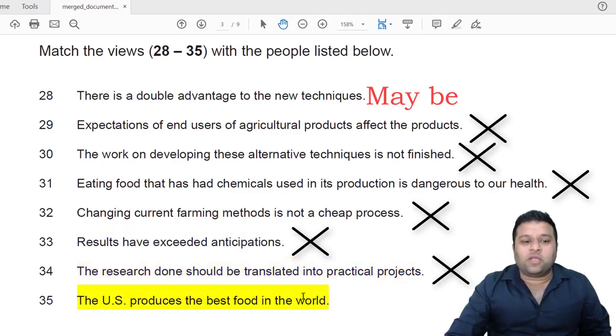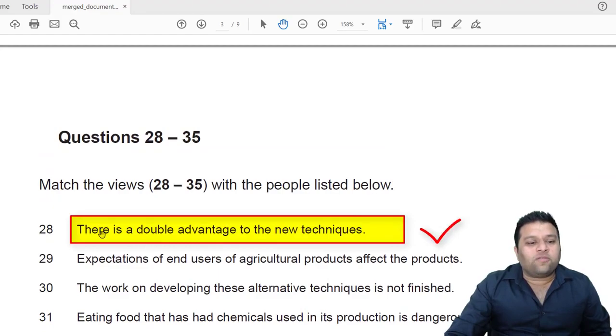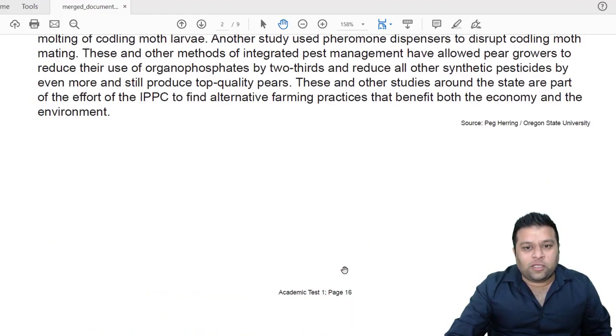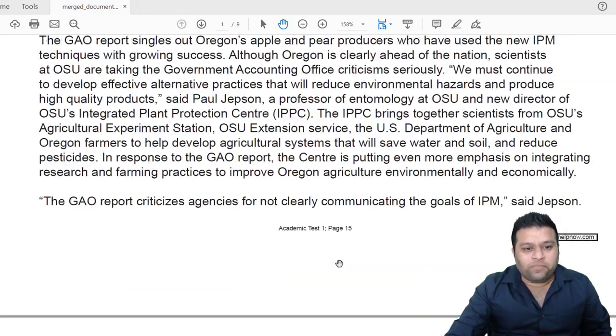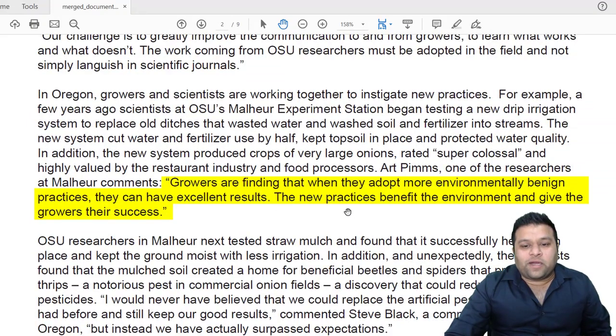US produce best food in the world. That's not what they're talking about. So the answer is double advantage to new techniques. So if you look at the option one more time, it says the new practices benefit the environment and give growers their success. Now, who gave the statement?